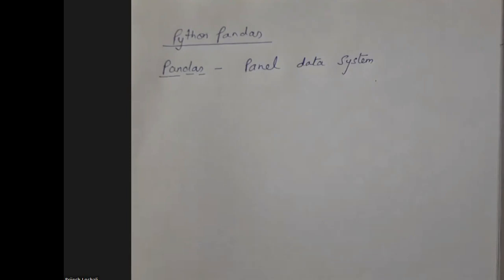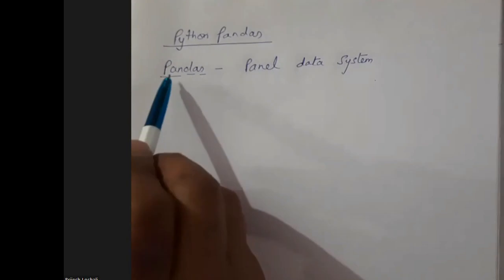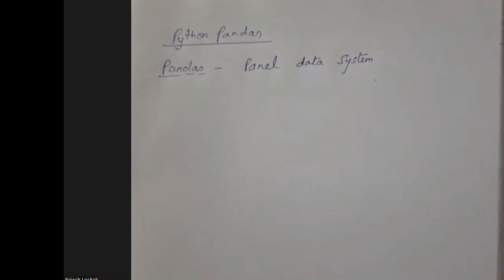So Pandas consists of three words, that is PN, DA and S. PN stands for panel, DA stands for data, and S stands for analysis or system. So panel data system is what Pandas stands for. Pandas is very popular in data visualization. This particular library of Python helps you with data visualization.